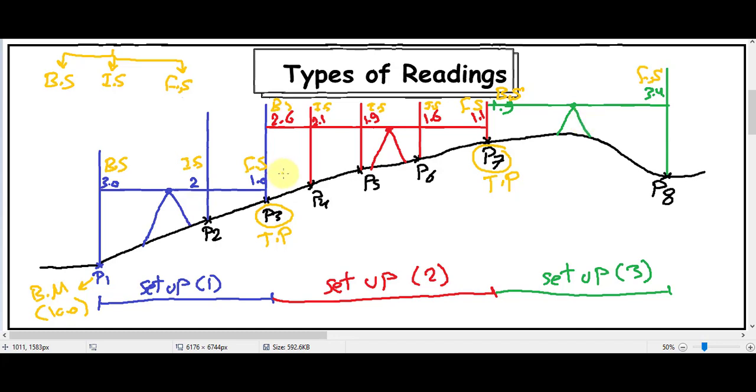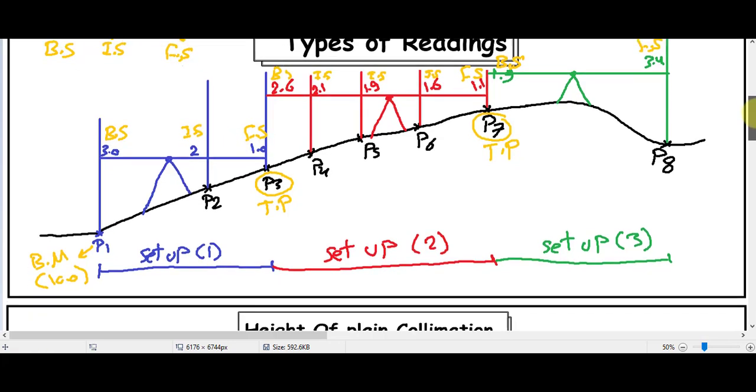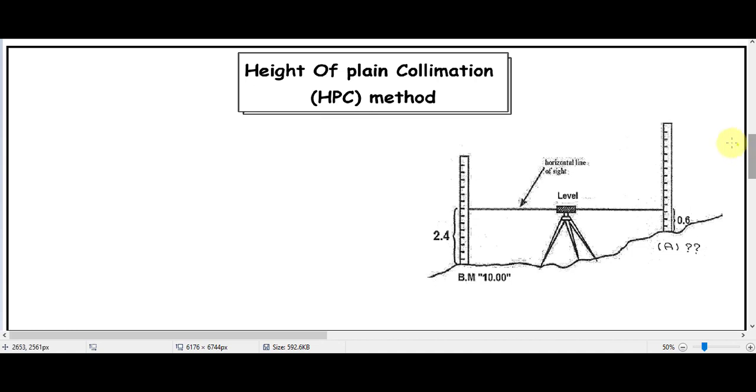We talked in this video about very important definitions. The first definition is reading. The reading is the intersection between the horizontal surface made by the level and the vertical staff. The second definition is setup. The third definition is turning point. The fourth is backsight. The fifth is intermediate sight. The sixth is foresight. In the next video, we will learn how to calculate the levels of unknown points using the height of plane collimation method, which we call HPC.